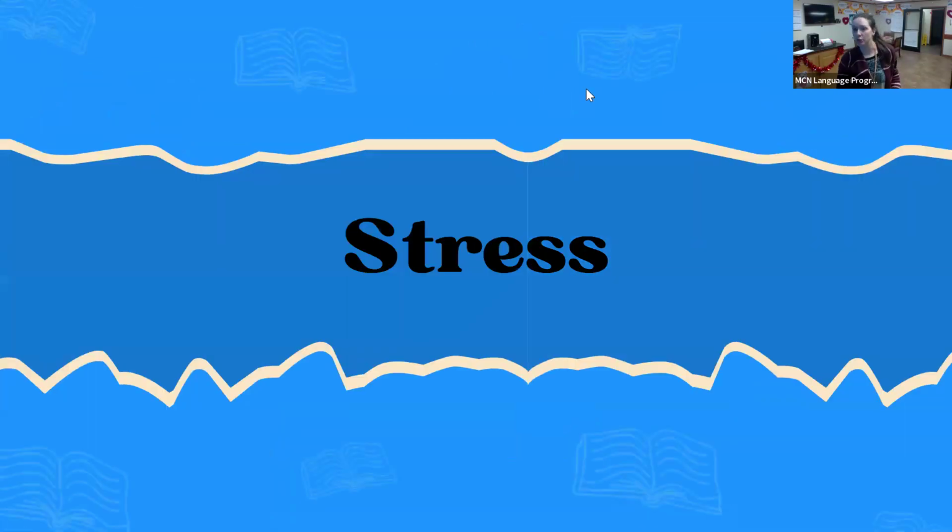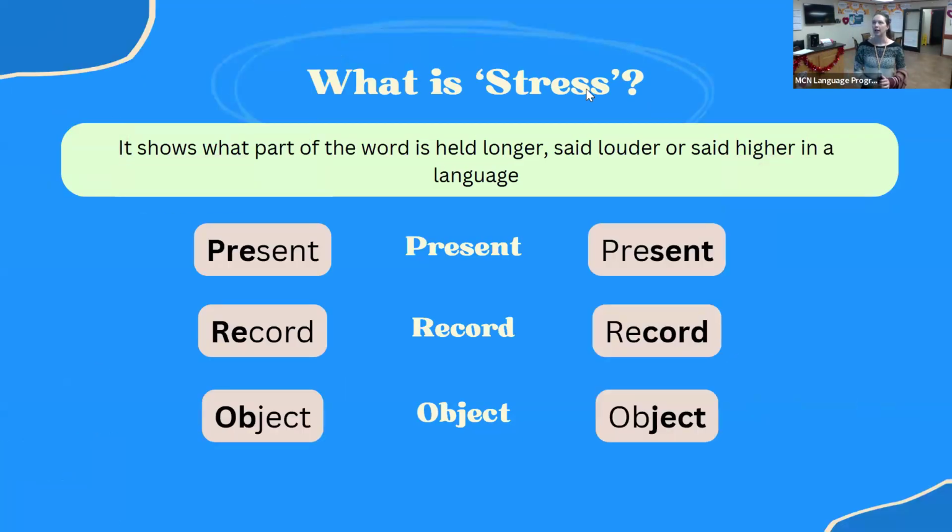Okay, next is stress. It's the next thing that we'll see in the dictionary that will help us say our words correctly. Okay, what is stress? Because you might be thinking of a different type of stress. So stress is what part of the word is held longer or said louder or higher in the language, and it changes the meaning. So I wanted to give you some English examples because I feel like that tends to help. Sometimes it's hard to think of it in this other language.